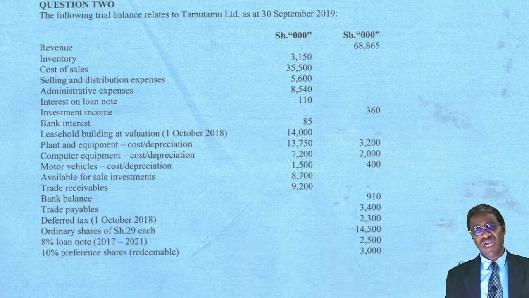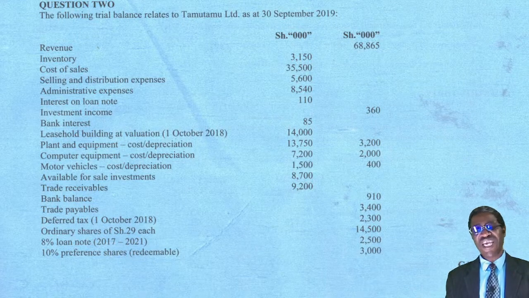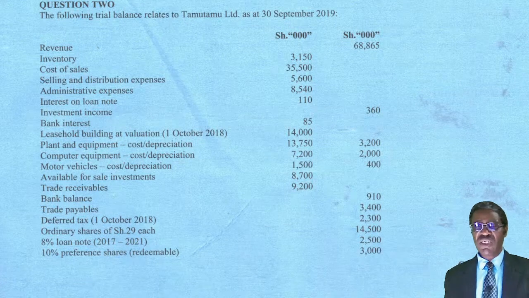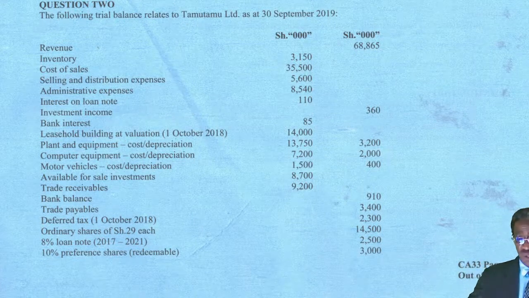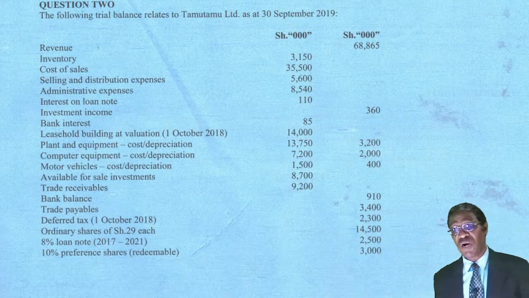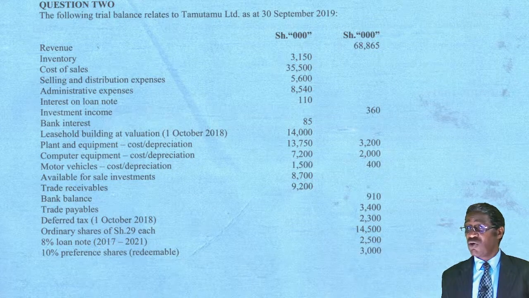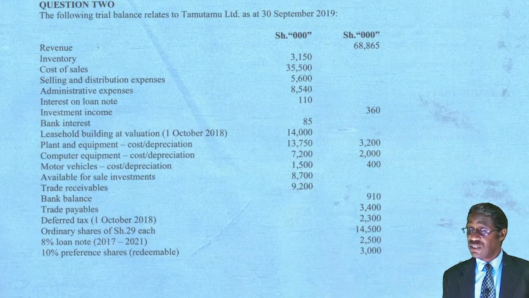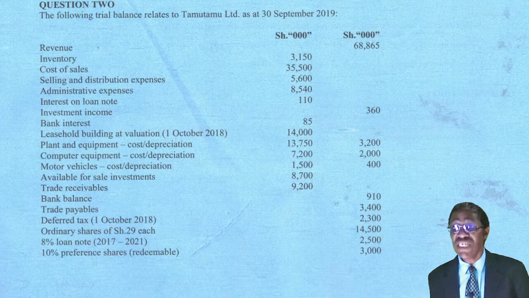You are given in the trial balance revenue, inventory, cost of sales, selling and distribution. You are given admin expenses. You are given interest on loan note. You are given investment income, bank interest, leasehold building at valuation on 1st of October 2018. If you look at the list up there, our current year is ending on 30th September 2019. So if I'm given the value of the building at a valuation on 1st October 2018, that's the value by the beginning of this year.